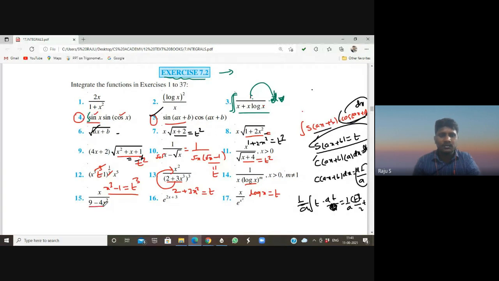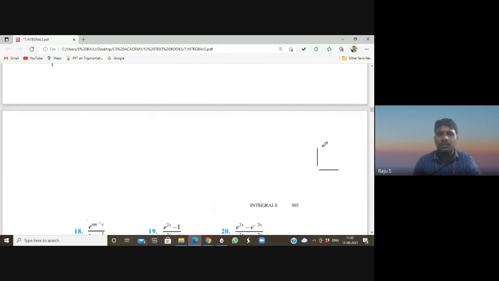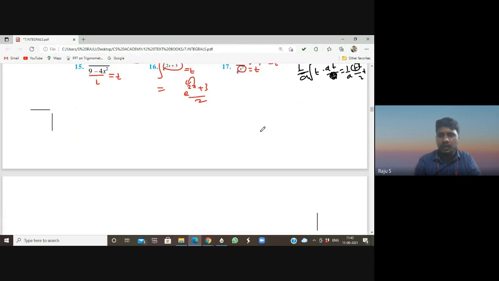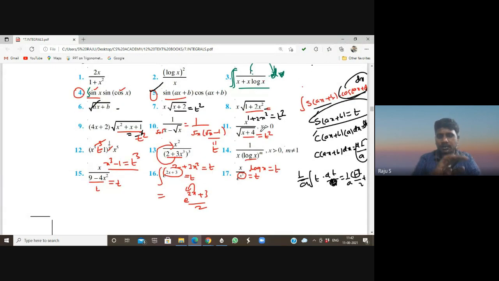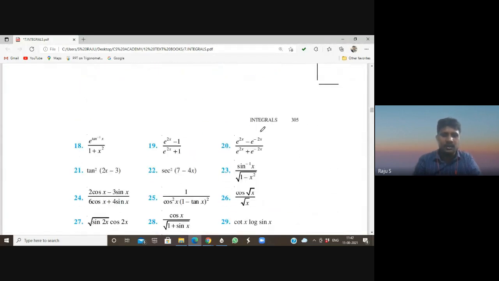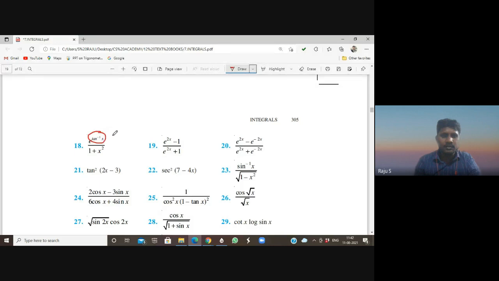Here the total denominator you can consider as t. Here 2x plus 3 you can consider as t, because you know e power 2x plus 3 has the direct integral e power 2x plus 3 by 2, because the x coefficient is 2. The x coefficient alone you write in the denominator, that is the answer, but in NCERT we cannot write the answer directly. So here x square you can consider as t. If you want to note down, you can write aside the function as t or t square. Here tan inverse x you can consider as t.